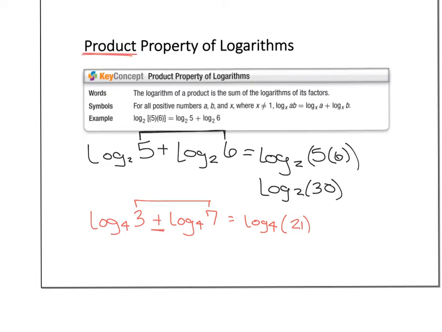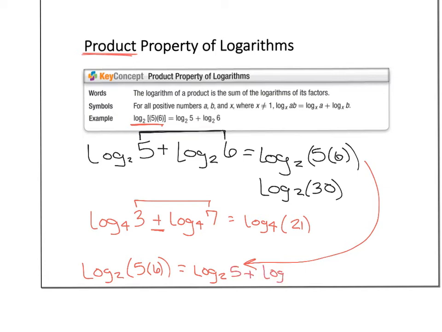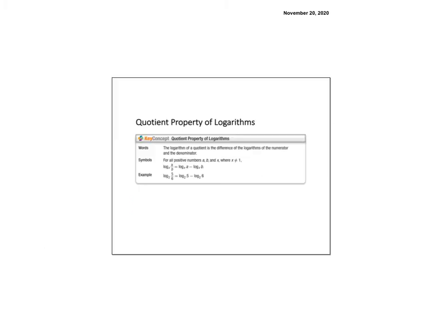Now this is called the product property, and that's because we can start with it like this. So if we were to reverse this example here, if we had log base 2 of 5 times 6, we could rewrite that as log base 2 of 5 plus log base 2 of 6. And you'll see where this property comes into play as we are working through a few examples.